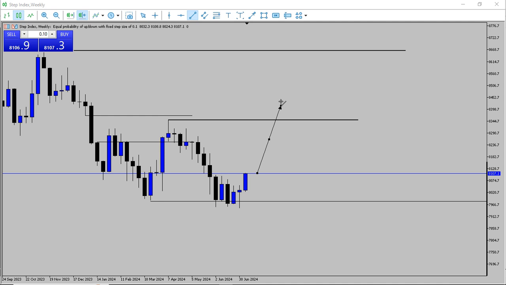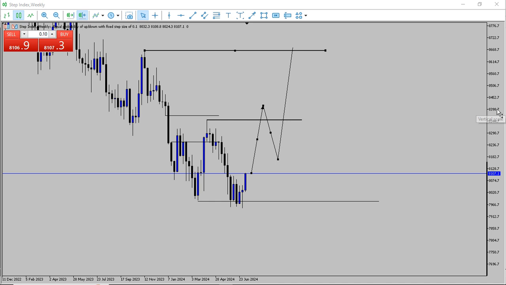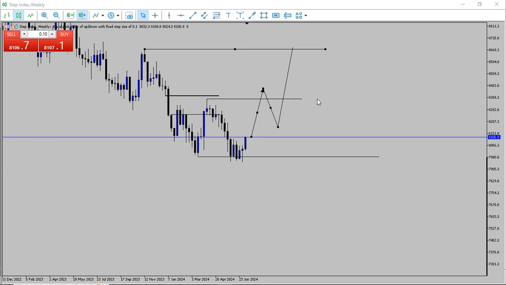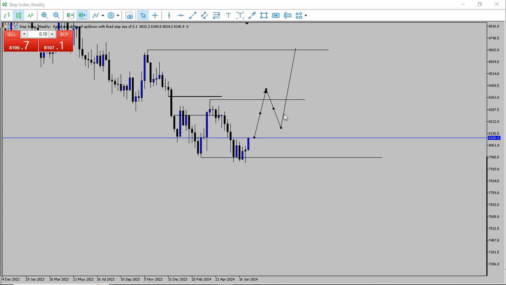Then if we could possibly retrace backwards and I see a structure, then I would like to anticipate it to go take the withdrawn to premium price. So now I'm gonna delete all of this.